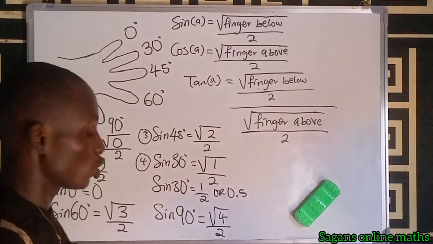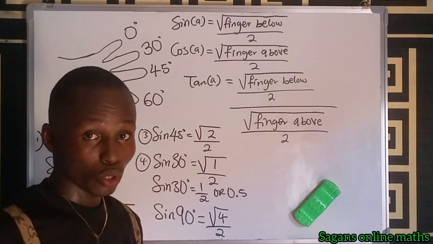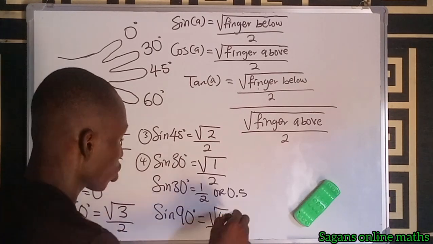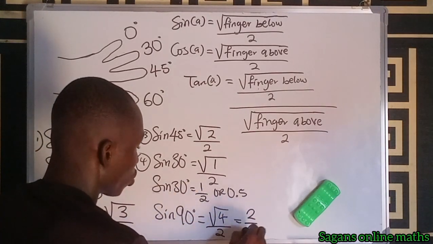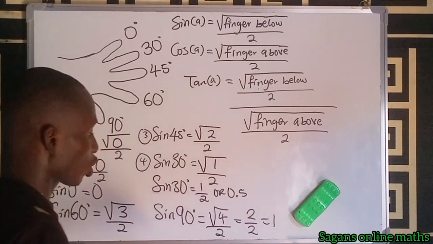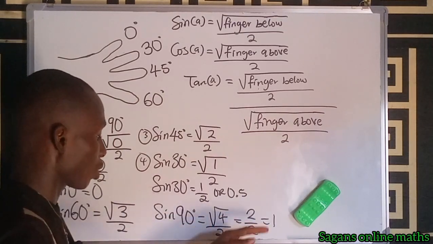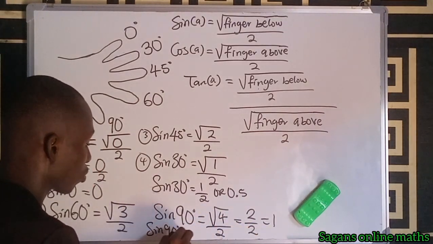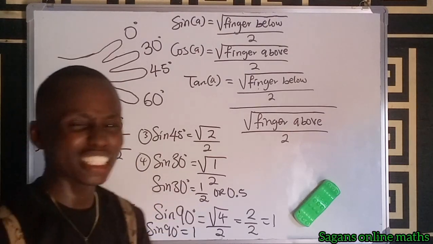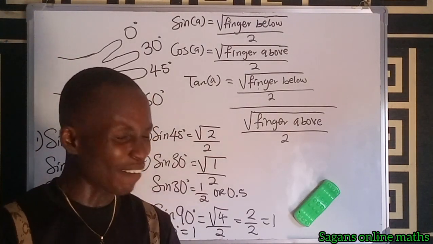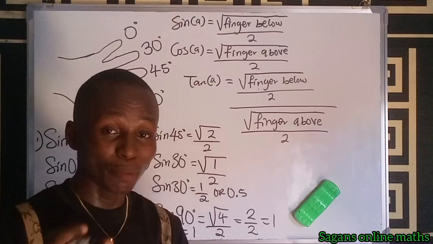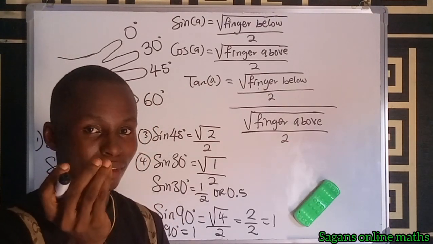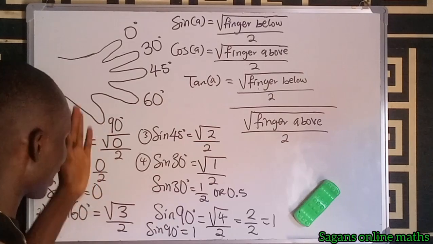Remember that root 4 divided by 2 is just what? The root of 4 gives us 2, so this will be equal to 2 divided by 2, which is equal to 1, because the square root of 4 is 2 and 2 divided by 2 is 1. So sine 90 degree is equal to 1. Wow, this is amazing. Trigonometry at your fingertips. We are done with sine.